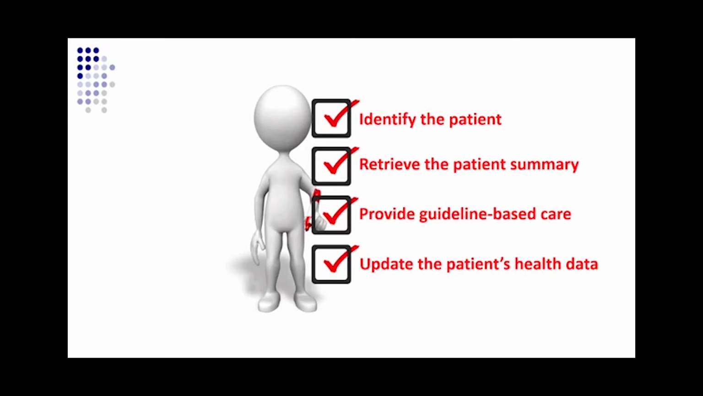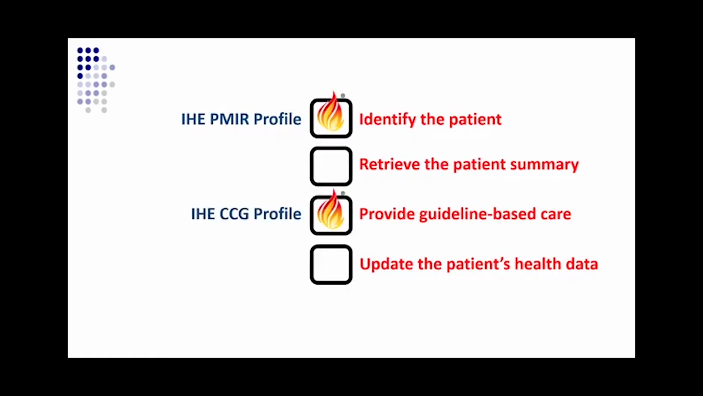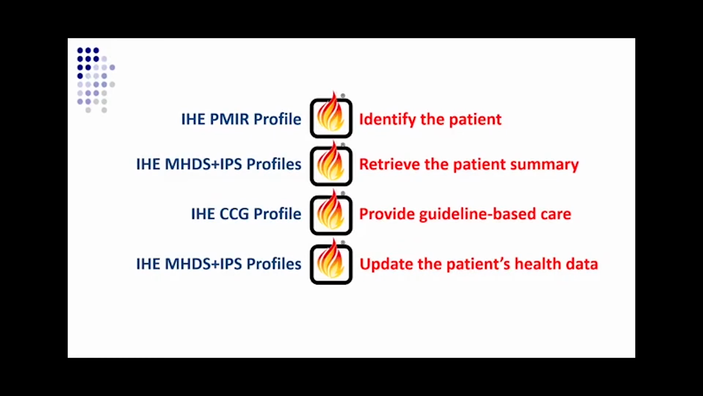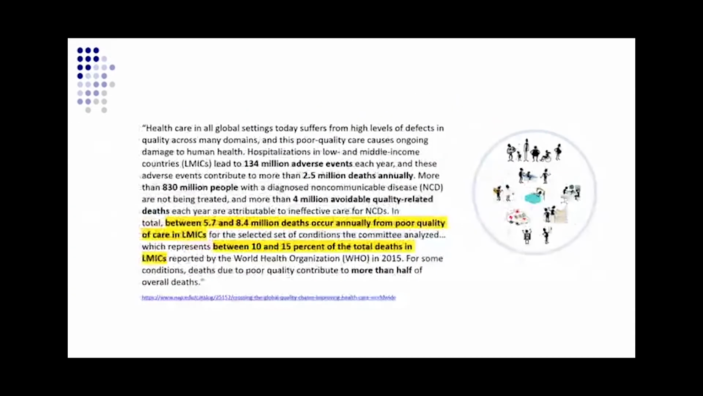Alongside companion specifications for ID management and computable care guidelines, the IHE IPS profile plays an essential role in supporting this key workflow. In 2018, the U.S. National Institute of Medicine published a report called Crossing the Global Quality Chasm. According to the analyses in the IOM report, improving care quality in low and middle income countries could save between 5.7 and 8.4 million lives per year.